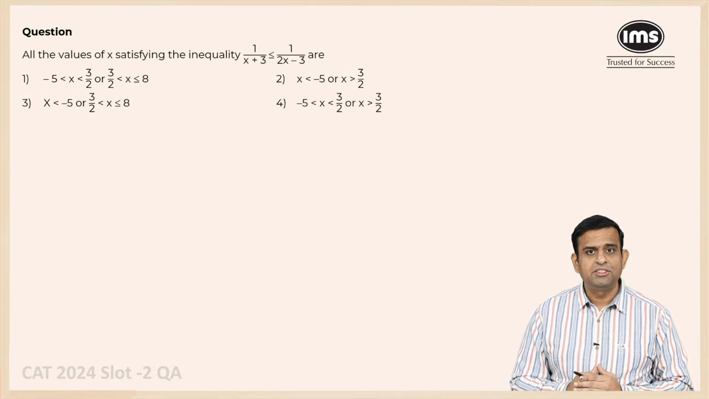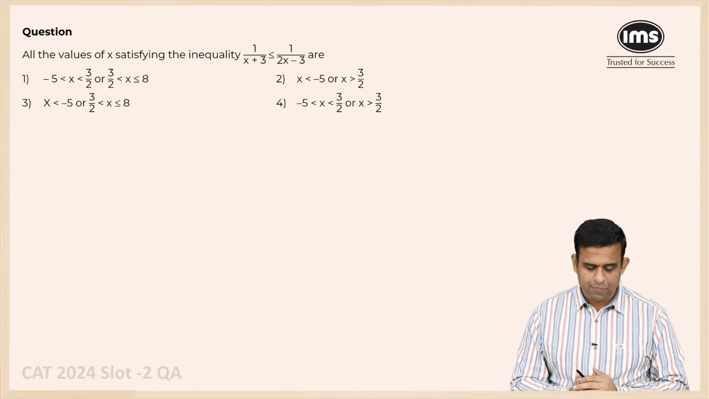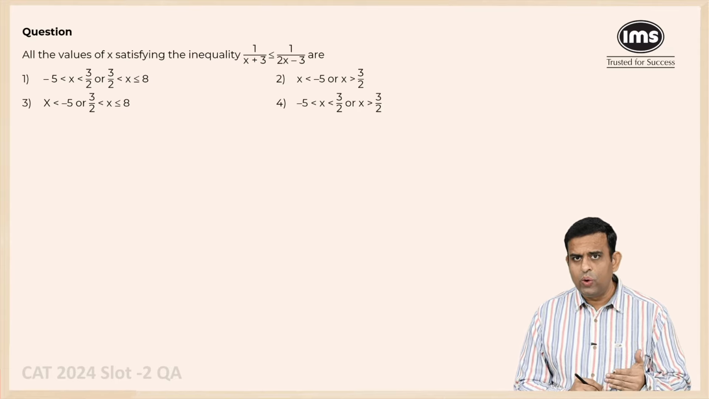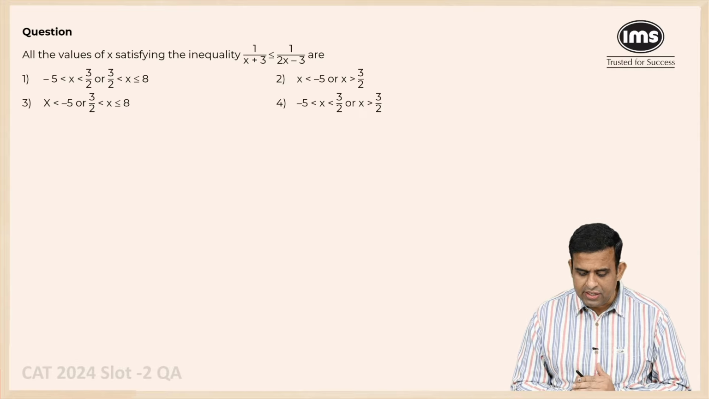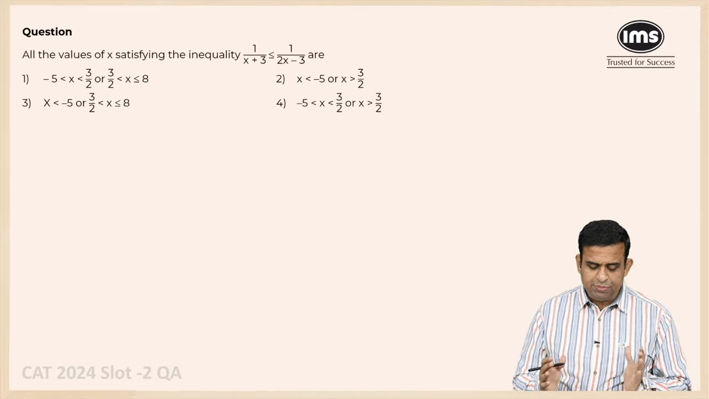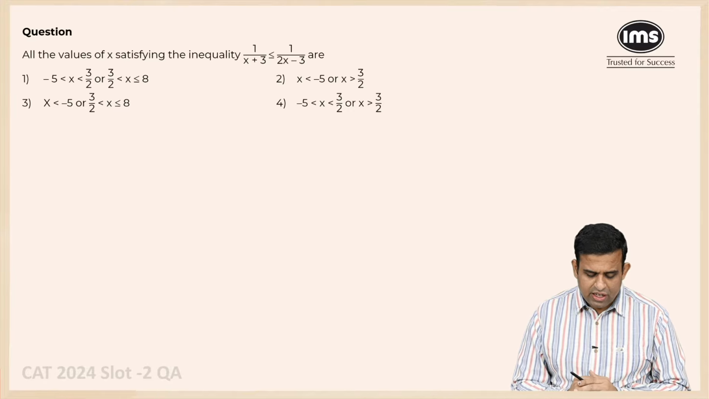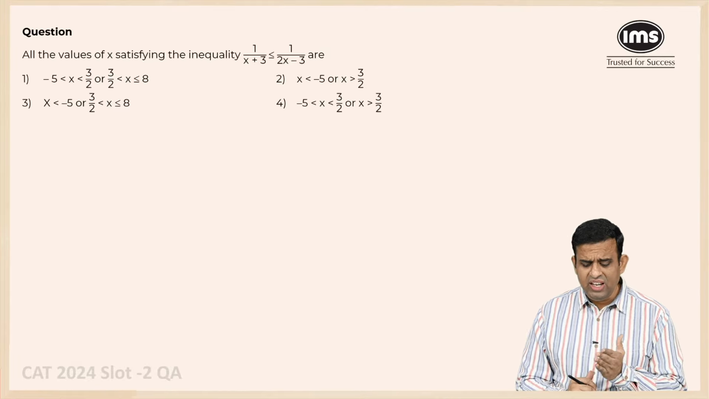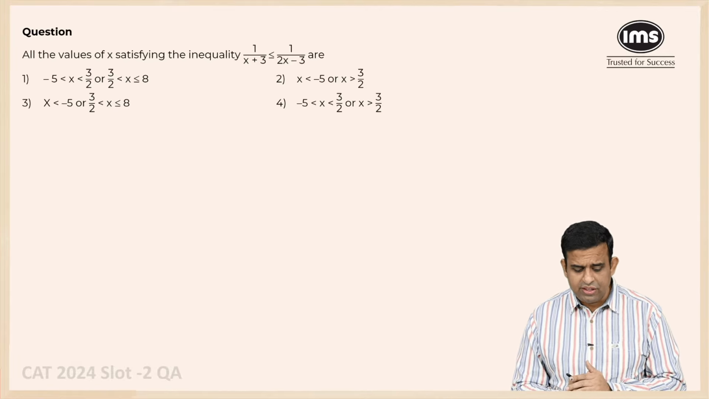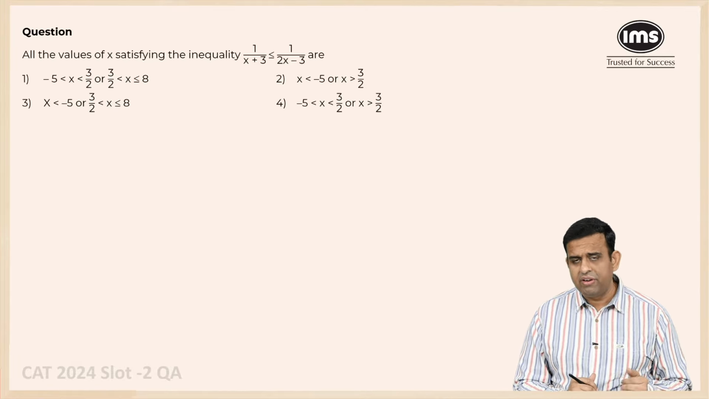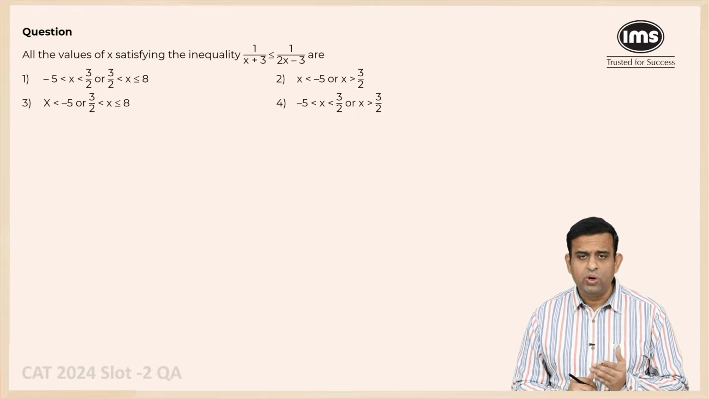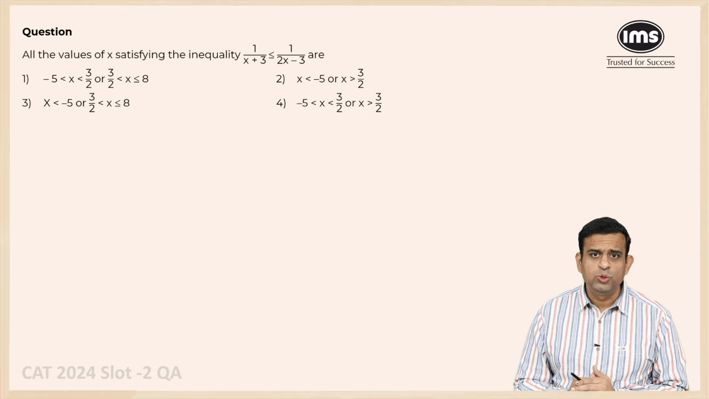In the next sum, again a straightforward sum if people apply jugaad and common sense. All the values of x satisfying the inequality 1 over x plus 3 less than or equal to 1 over 2x minus 3 are how much? So in this particular case, you can see some options are minus 5 to 1.5, 1.5 to 2, less than minus 5, more than 3 by 2, less than minus 5, between 3 by 2 and 8, minus 5 to 3 by 2, and more than or equal to 3 by 2, and so on like this.